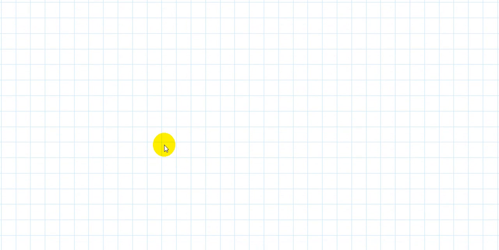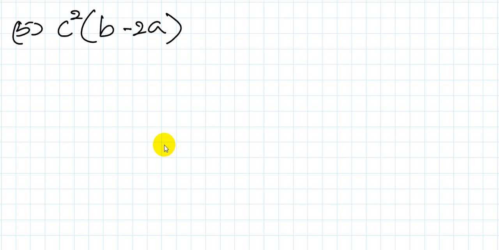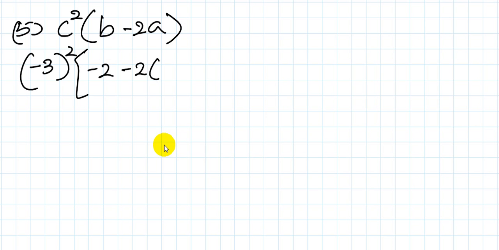Let's go to the next question. That is question number 5. c square within bracket b minus 2a. So c square, c equals -3, so (-3) whole thing is a square. Again b is -2 minus 2 times a, that is 4.